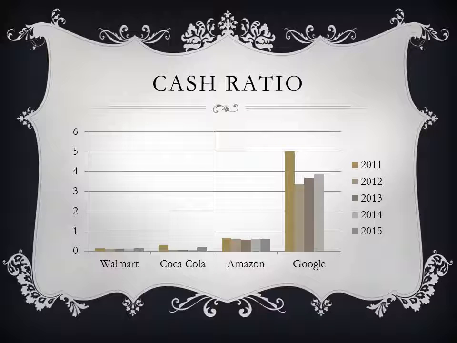And our last liquidity ratio is the cash ratio. This ratio measures the company's ability to pay current liabilities using cash on hand. Having a cash ratio of less than 1 means there are more current liabilities than cash, and all of my companies are less than 1 except for, as you can see, Google.